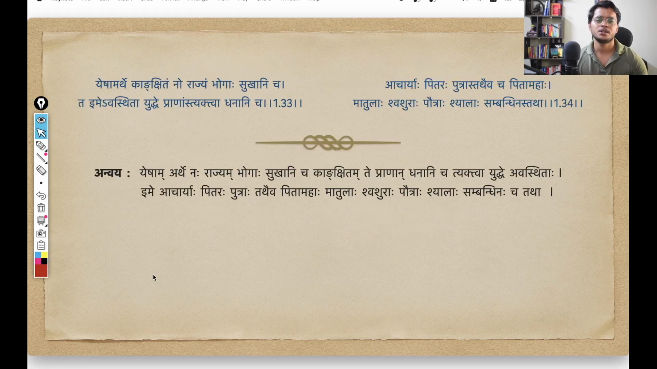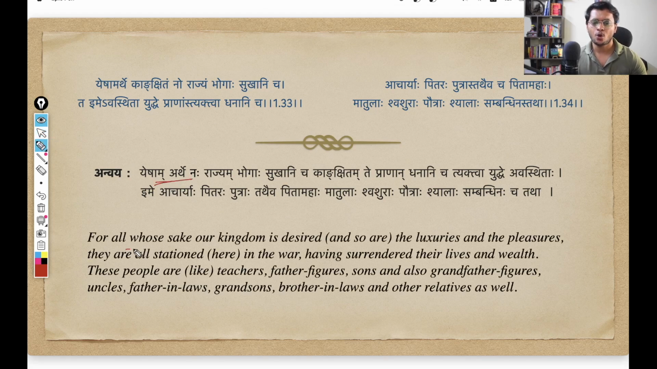And if you see the anvay, it's the same thing. Yesham arthe, for whose sake, nah, this nah simply means ours, right? Our kingdom, rajyam, bhogaha sukhani, luxuries and pleasures, kangshitam, is desired. Te yuddhe avastita, they are all stationed here in the war, having tyaktava, having surrendered their pranan, dhanani, their lives and their wealth. Their lives, their comfort, their kingdom, everything they have surrendered and come here to join the Kurukshetra war. Ime, these people are, Acharya, Pitra, Putra, all these people somewhat related with one another. That is the sense, and that is the entire meaning of these two shlokas.